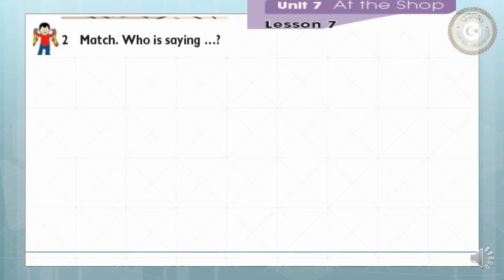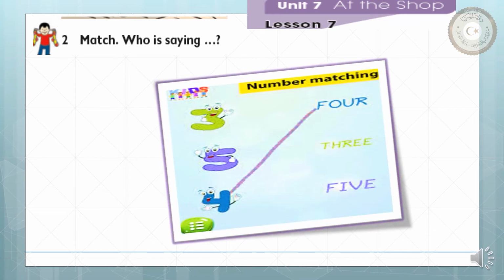Now look at the second activity, match who is saying. So you are going to match the speech bubbles. Okay. Look at this question. Who is saying it's hot? With the name of the family members. So who is saying it's hot? What do you think? Who's tired and sitting and her face is red? What do you think? Sally.